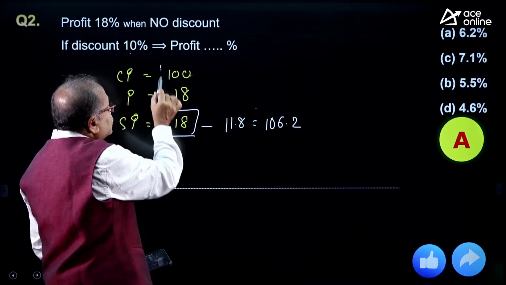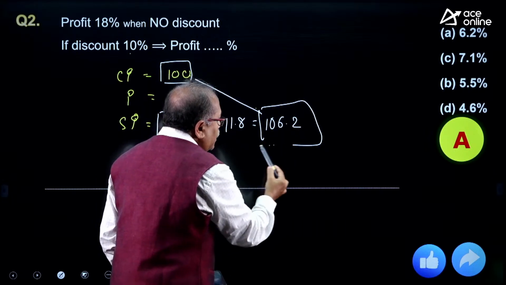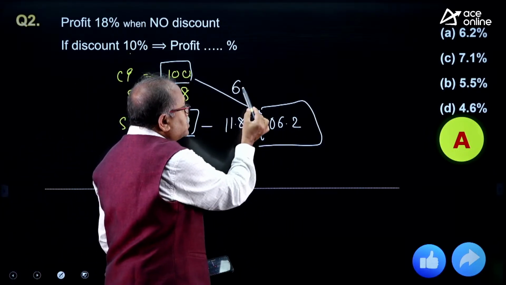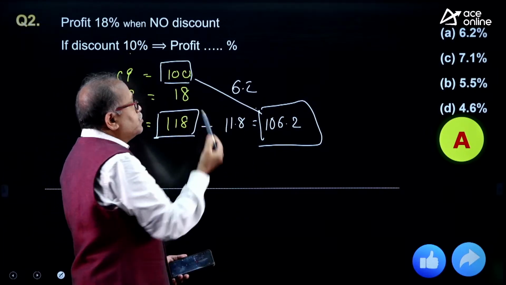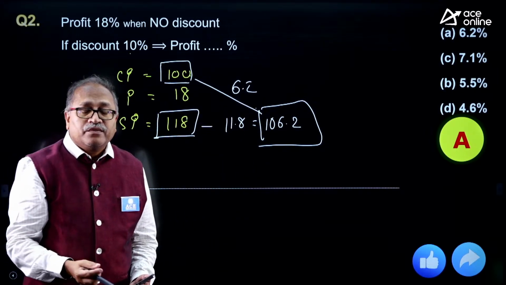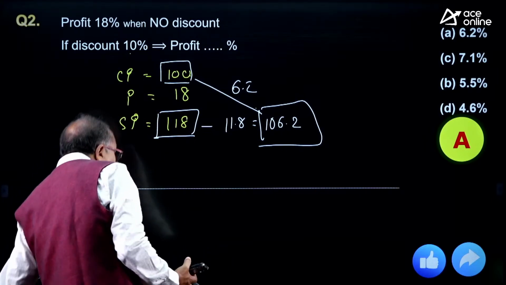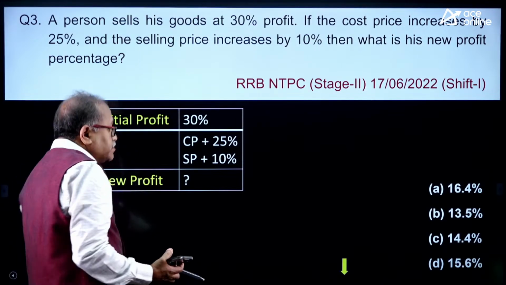So, the cost price will remain the same and this has become the selling price, and there is a gap of 6.2, that is the profit, because that 6.2 over 100 is the profit. Okay, well done, well done. So, I am moving on to the next question over here.